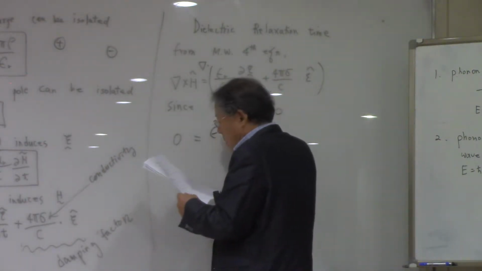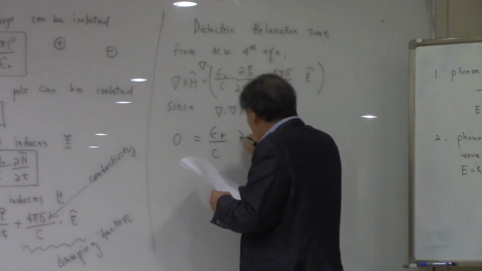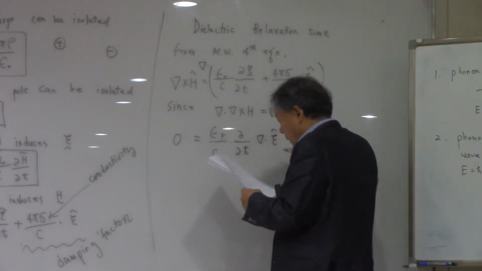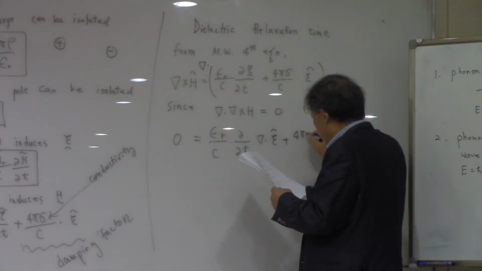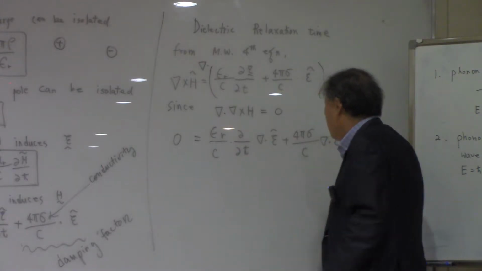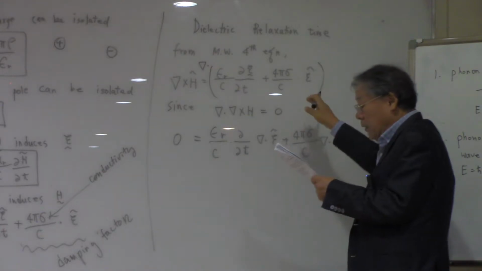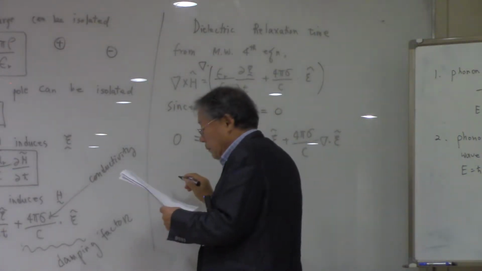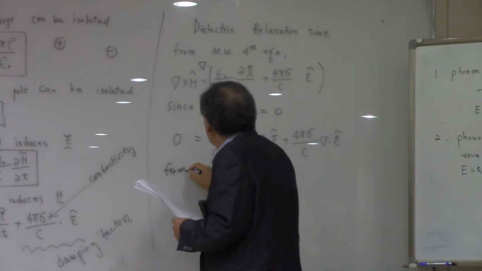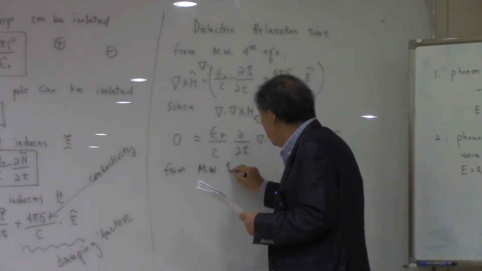Then what we end up with is the partial t of the divergence of electric field and the 4 pi sigma over C times the divergence of electric field, something like this. We just apply the dot on here, okay? And then the first Maxwell equation, the first Maxwell equations.